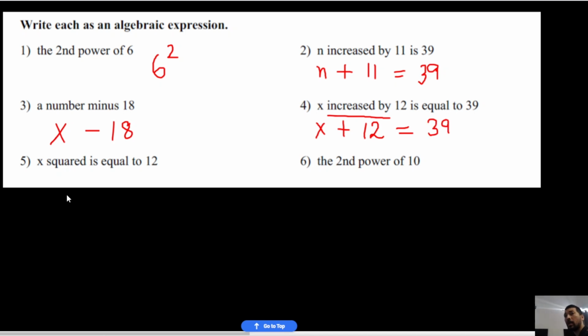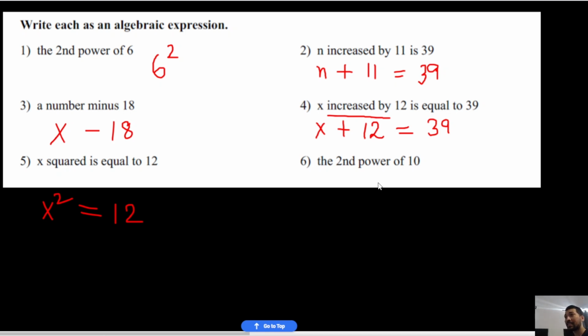Okay, number 5, we have x squared is equal to 12. So we have x, and then we take square. Is equal to means equal sign. Then we have 12. So you can see how we are breaking down these verbal expressions into algebraic expressions.